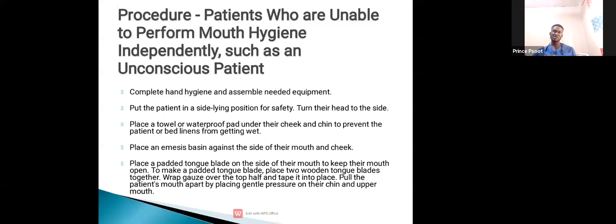Then you place an emesis basin against the side of their mouth and their cheek. An emesis basin is the basin used to drain saliva or water from the mouth. Place a padded tongue blade on the side of the mouth to help keep their mouth open. To make a padded tongue blade, you can place two wooden tongue blades together, then wrap gauze over the top of half and tape it into place.